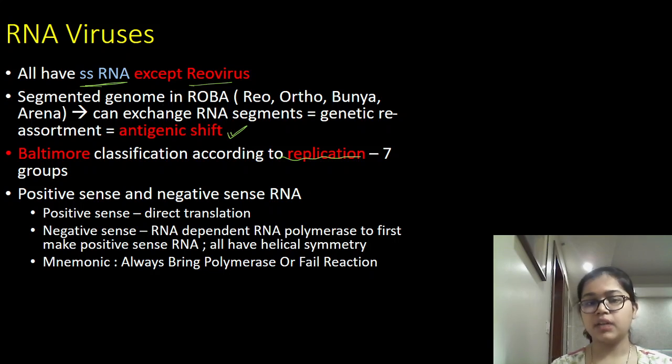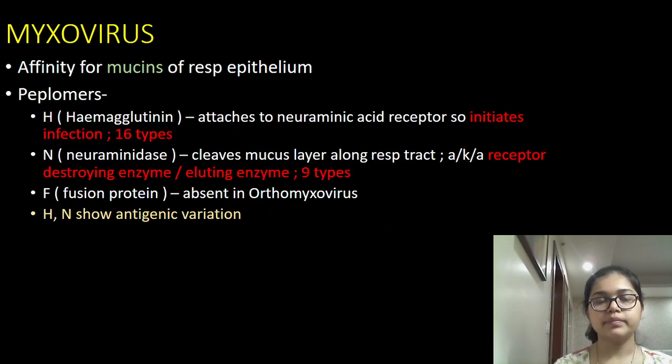So it also acts on the neuraminic acid receptor, and it is also known as the receptor destroying enzyme or the eluting enzyme. F, or fusion protein, is present only in paramyxo, it's absent in orthomyxo. And H and N are the two antigens that actually show antigenic variation. F does not show antigenic variation.